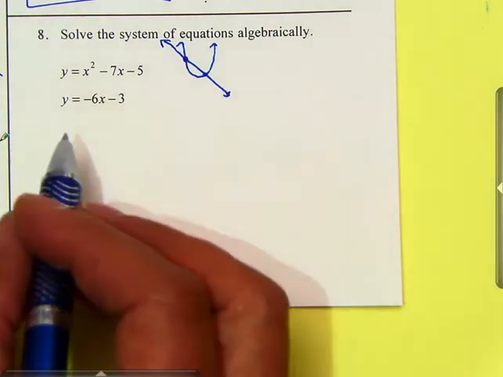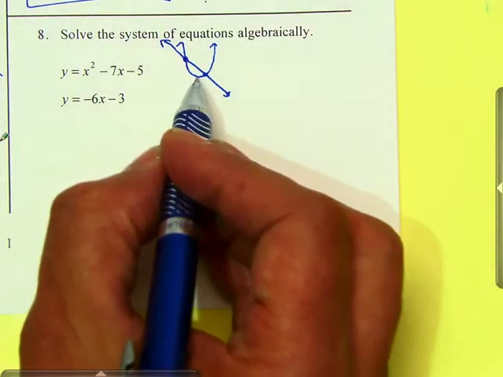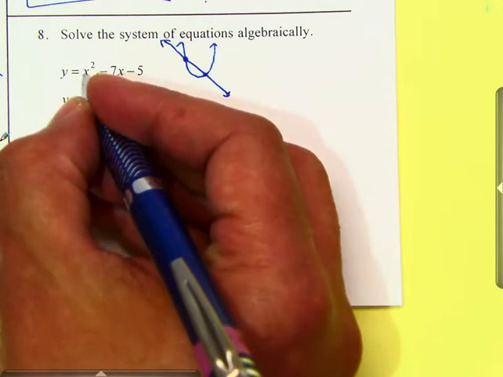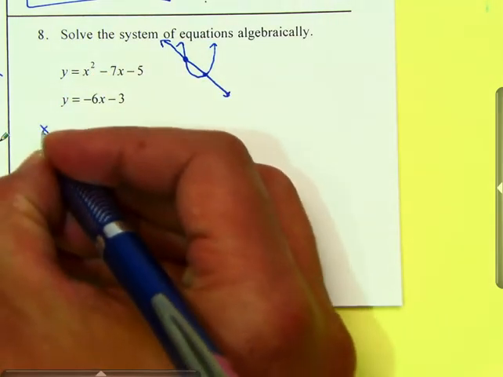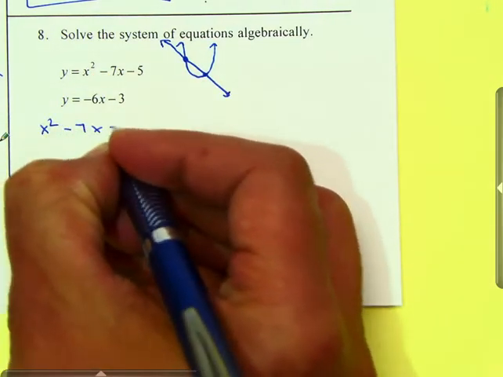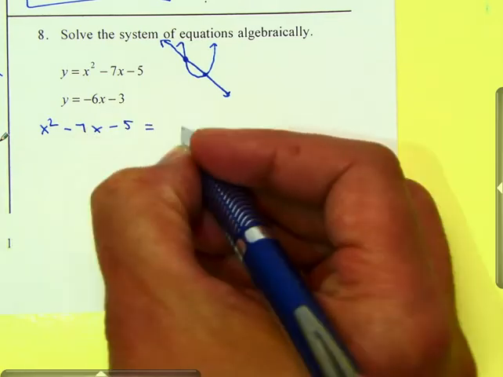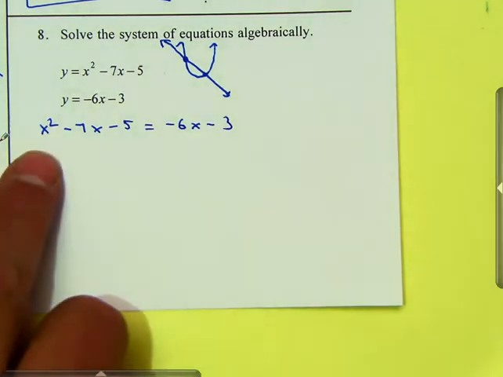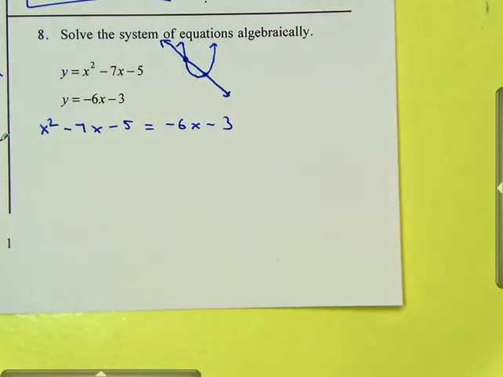Now the problems that we are going to give you, either they cross at 2 points or at 1 point. We don't give you any problems where they don't cross. You'll see that in Algebra 2. Now to solve it, I must set one equal to the other. So we have x squared minus 7x minus 5 equals negative 6x minus 3. And I prefer to place my x squared to the left of the equal sign. And now I want to make it equal to 0.